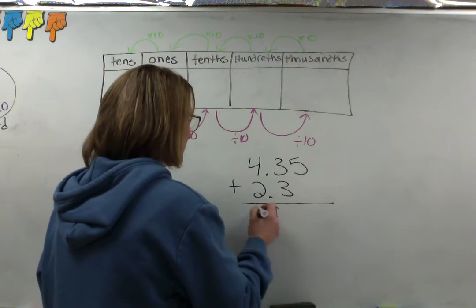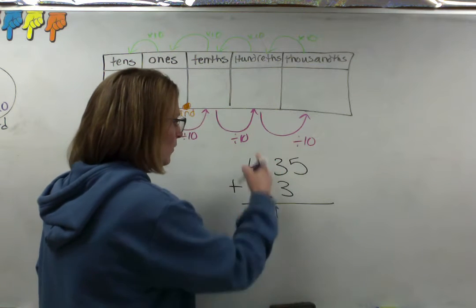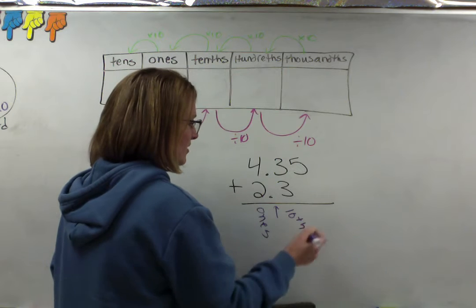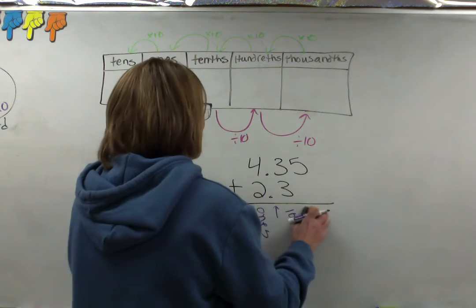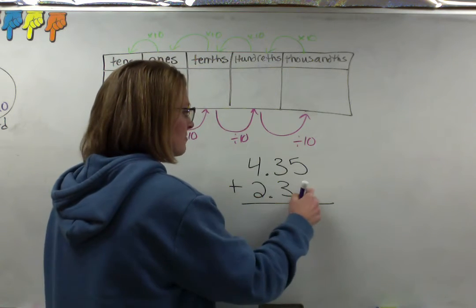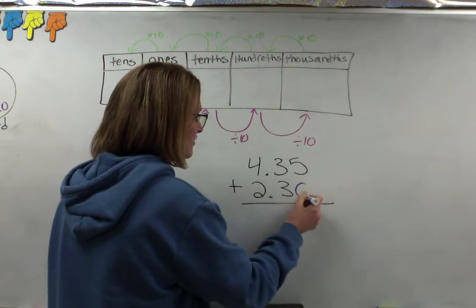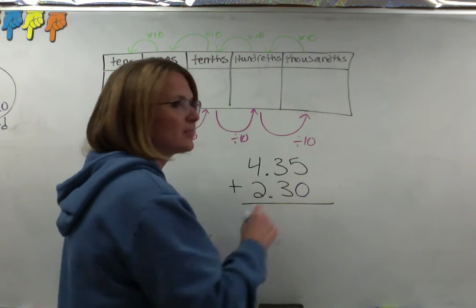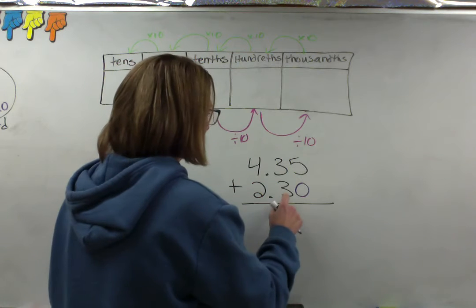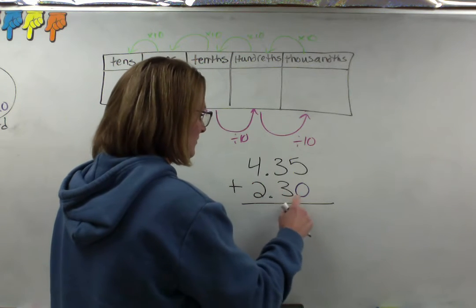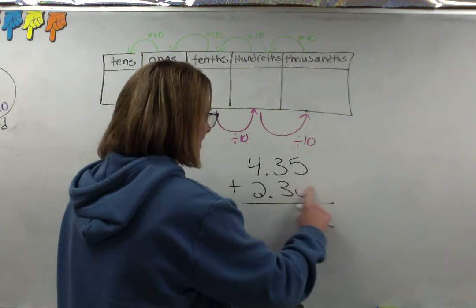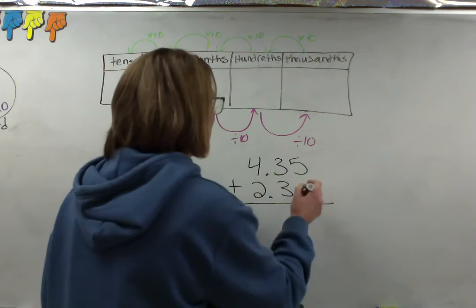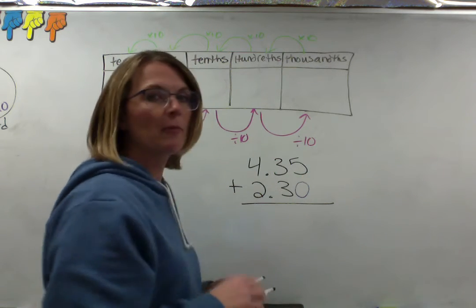Decimal on top of decimal, ones on top of ones, tenths on top of tenths, and then hundredths on top of hundredths. If it helps, if you have this blank space after the 3, you can put a 0 there as long as it's at the end of the number that comes after the decimal. It's not going to change it. It doesn't move the 3 to a different place, so it's not a placeholder. And having 0 hundredths is the same thing as having no hundredths. So if it helps you, you can put a 0 in here.